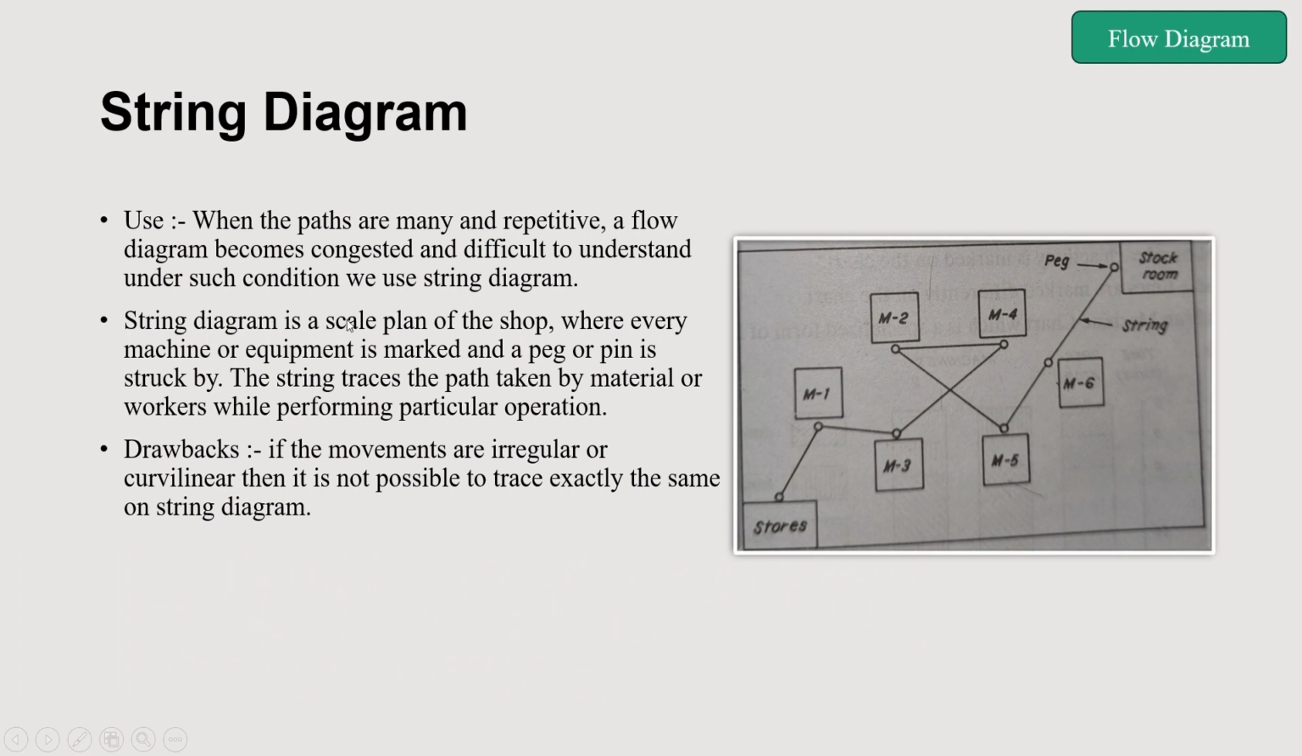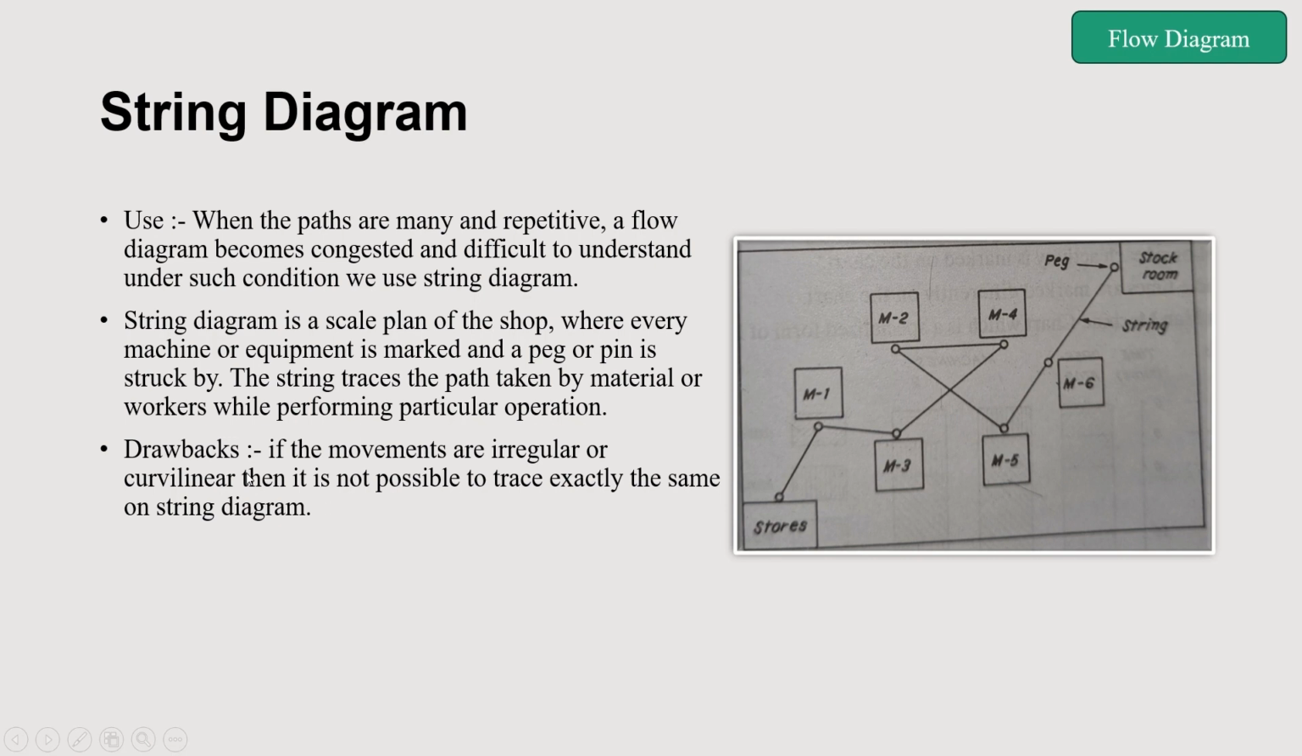Now what is the string diagram? A string diagram is nothing but a scale plan of the shop, where every machine or piece of equipment is marked and a pin is stuck in. These circles are the pins which have been stuck down. Now the string traces the path taken by material or worker while performing particular operations. So from the store, I am going to machine 1, then 3, then 4, then 2, 5, 6, and then I am going to the stock room.